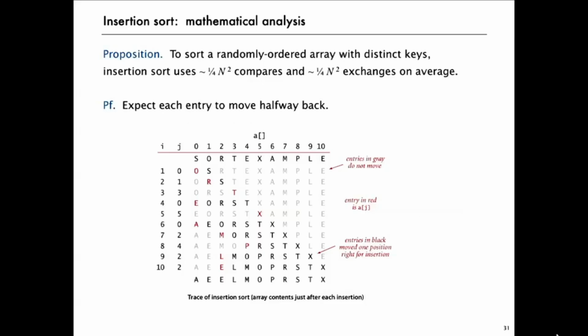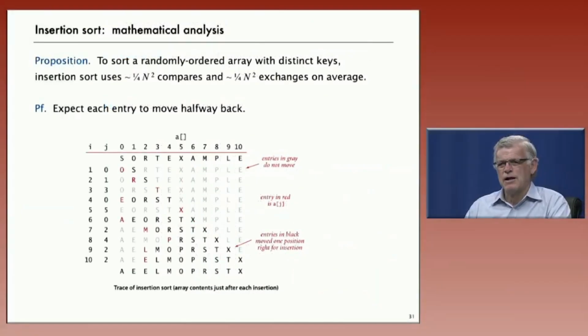What about the analysis of insertion sort? It's more complicated. Our proposition says that insertion sort, to sort a randomly ordered array with distinct keys, will use about 1/4 n squared compares and about the same number, 1/4 n squared exchanges, on the average. This is more complicated to prove. It depends on the array being randomly ordered. And again, you can get a feeling for where the proposition comes from by looking at this n by n trace.